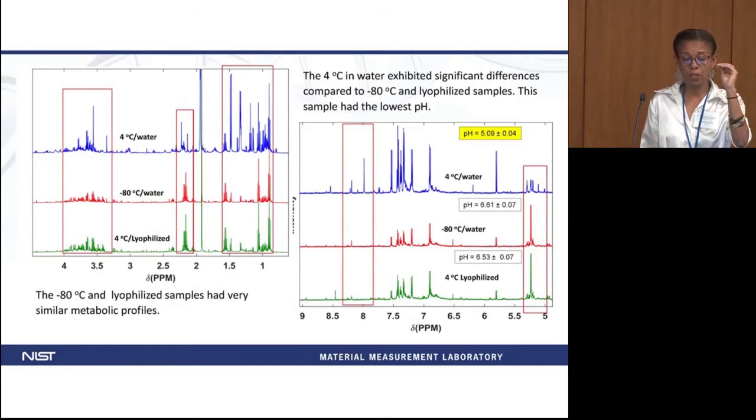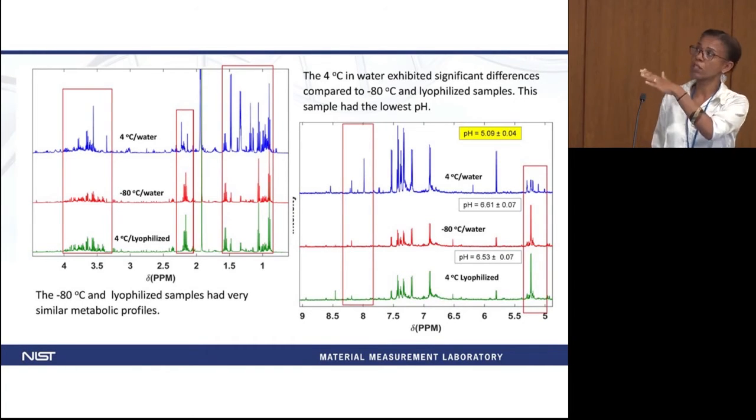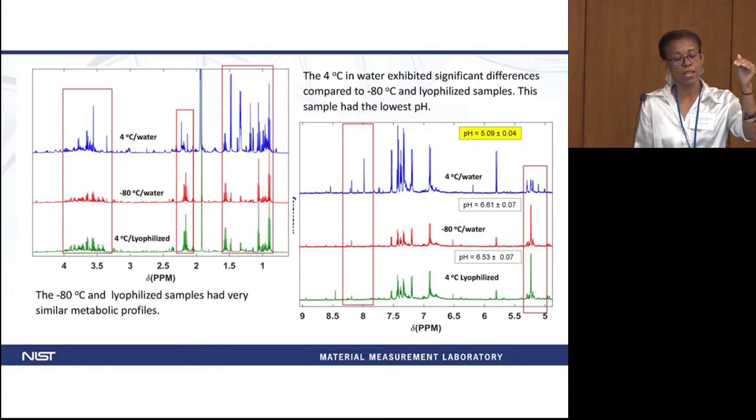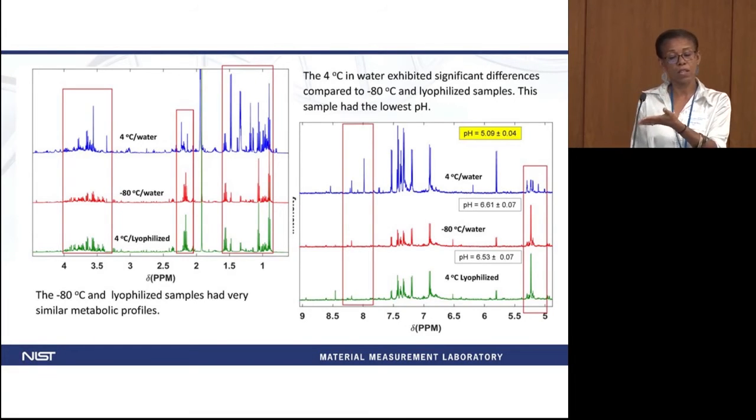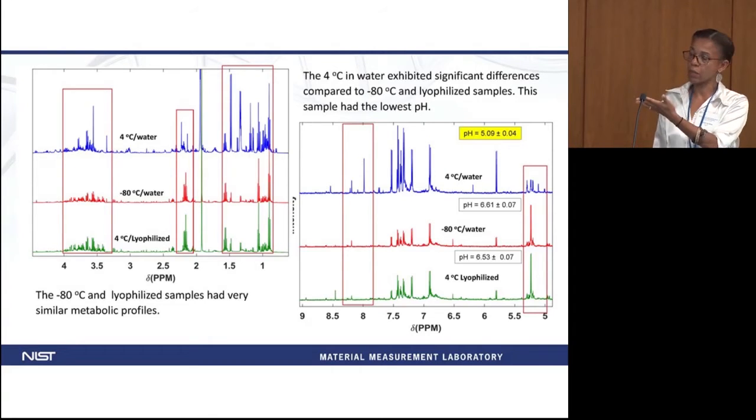So as I said, this left us with the other three samples. For the 4 degrees, this one on top, the pH was the lowest compared with the other samples. This caused a little bit of shift in some of the peaks, but not all of them. It was not really just a shifting peak, but some of the metabolites were very different from the other two samples. If you look at -80 and the lyophilized one, in two different regions, they were very similar in terms of the metabolite profile. In the case of the 4 degrees, it exhibits significant differences compared with the other two samples.